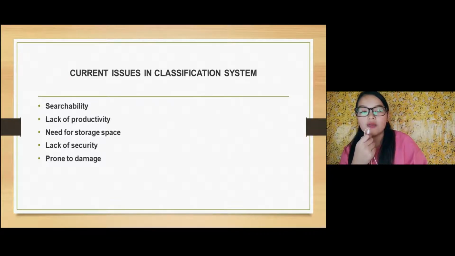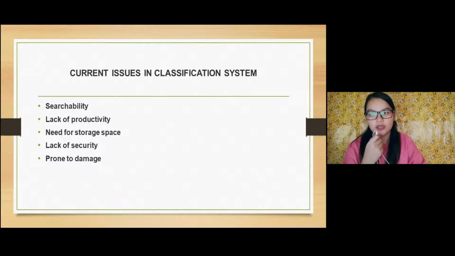The second one is lack of productivity. Paper-based filing raises the workload of workers and leads to decreased productivity. Not only do they have to print and file the documents in storage, ensuring that the correct filing protocols are used, but their time is often wasted searching through and finding the documents.